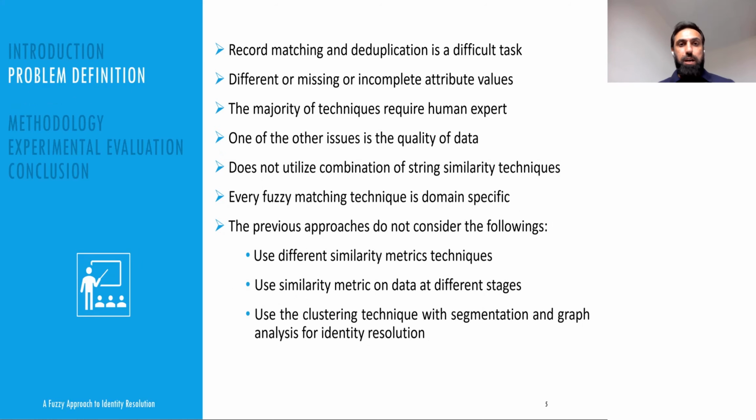So what is the problem? The main problem in big data is the quality of data, and it could be missing or incomplete information, and that can lead to difficult record matching or deduplication of the data or of the records. Previous research does not utilize a combination of string similarity techniques, and because each similarity technique is domain specific and can perform very well only under a specific scenario, using one similarity technique will not provide better results. So it's better to use a combination of similarity techniques.